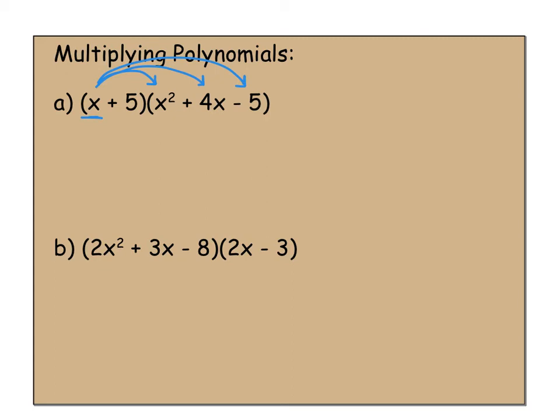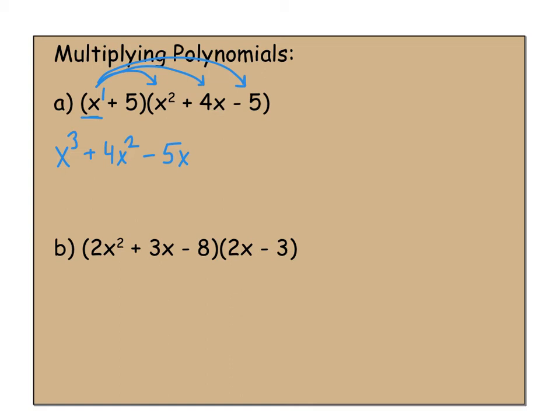So the x times x squared is going to become x to the third. Okay, because remember, think of this as x to the first, so we add that to the x squared to become x to the third. Then the second term, when we multiply the x times the 4x, it'll become a plus 4x squared. Okay, then the x times the minus 5 is going to be a minus 5x.